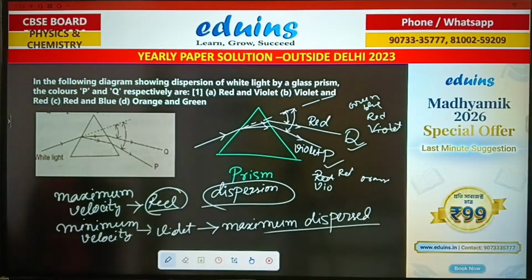deviation angle. Okay, so the option P is violet and option Q is red. So option B has the same options that states violet and red. So the option B is the correct option for this question. Okay, do you have any query about dispersion? Okay, I think no one has any query.